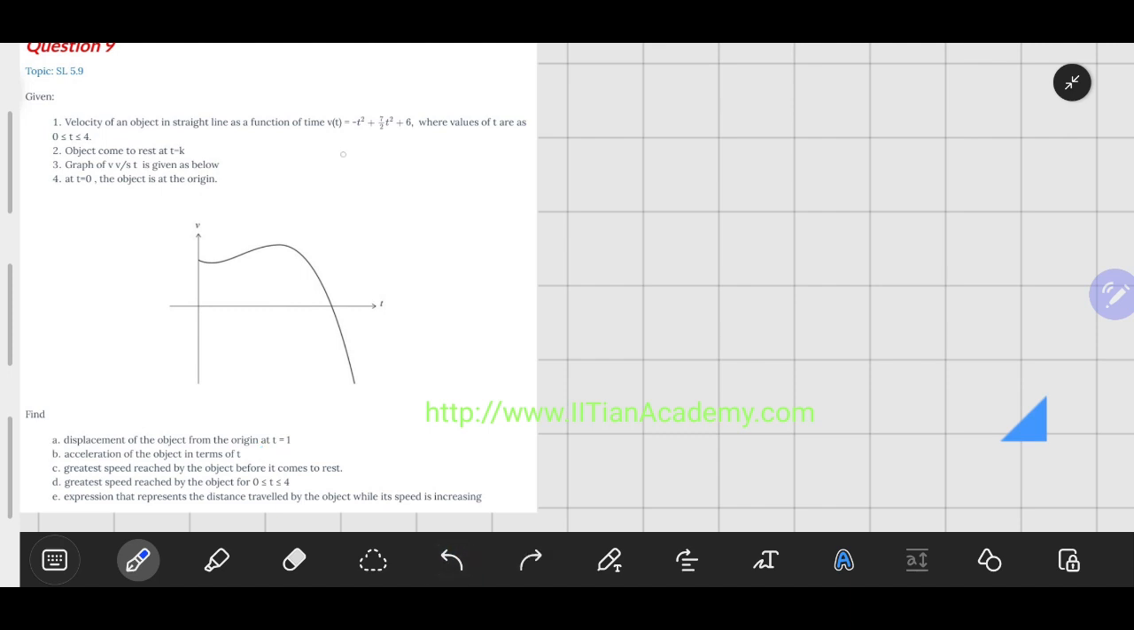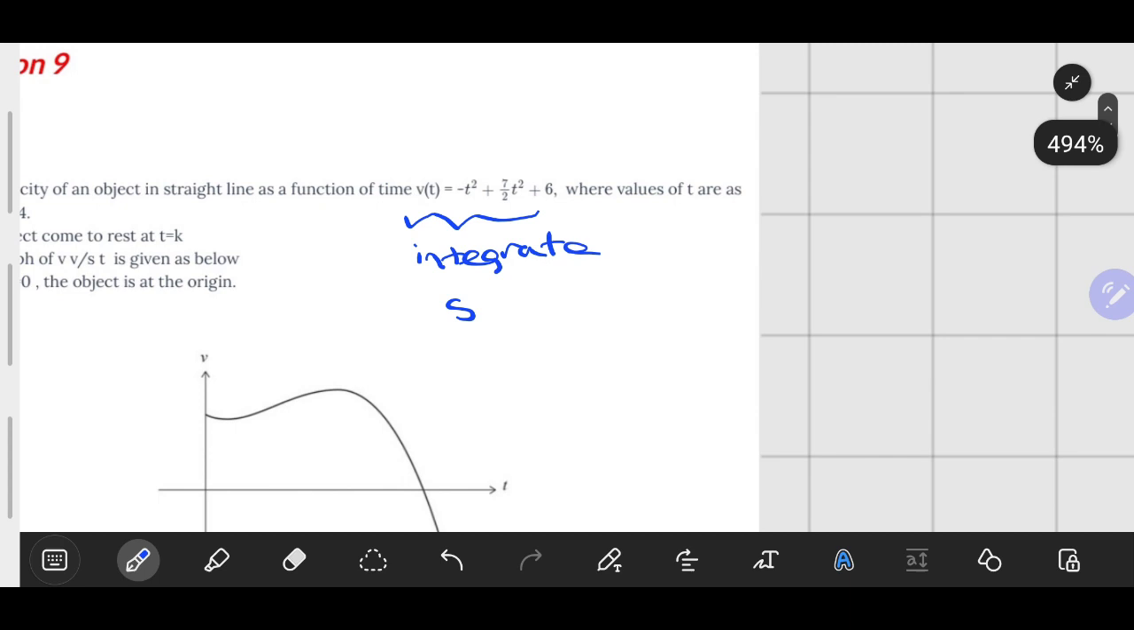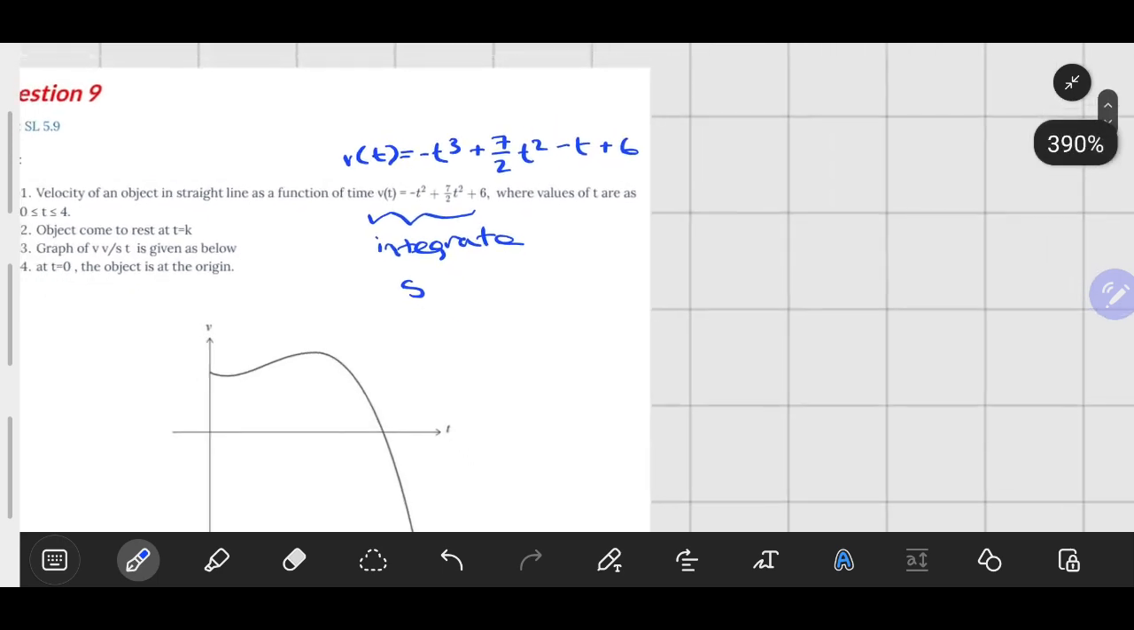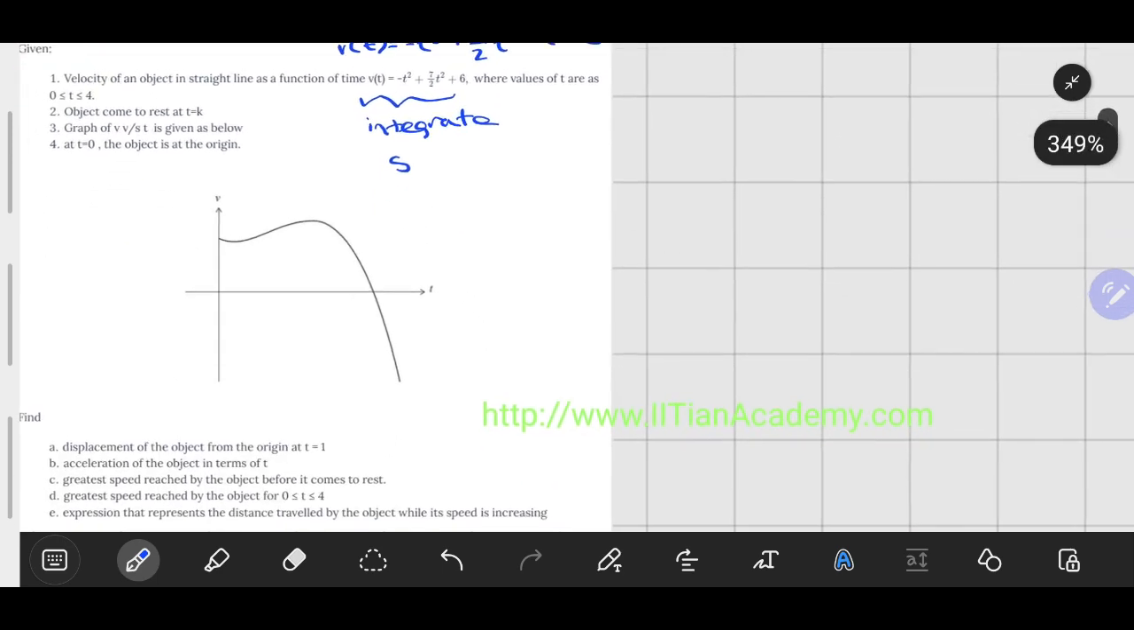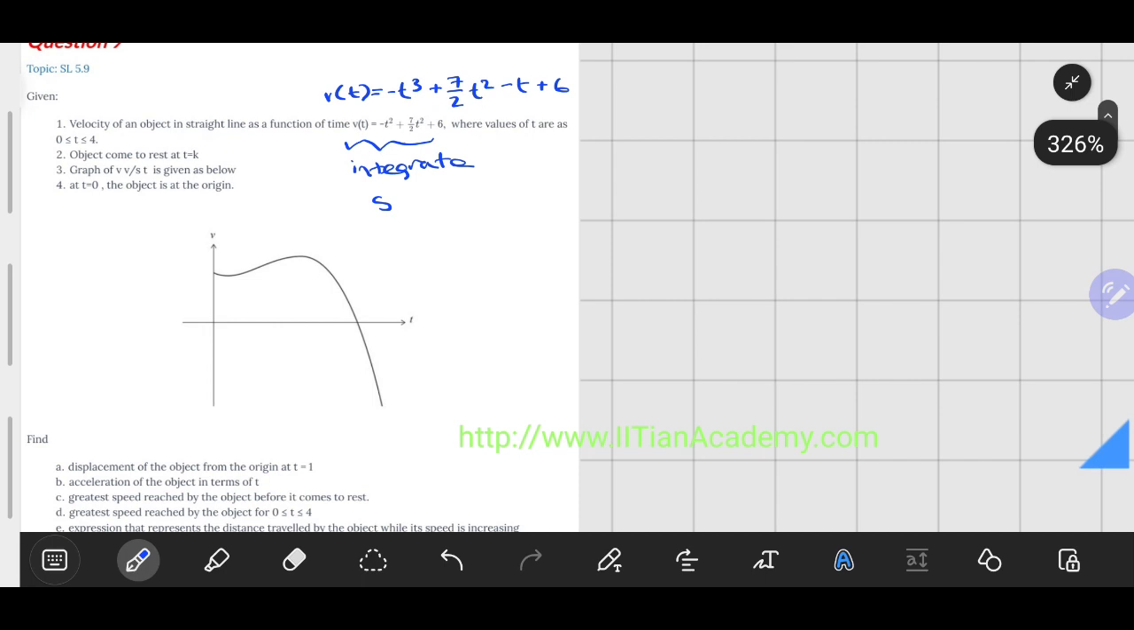To find the displacement, since we're given a velocity equation, we must integrate to find the position equation, which we'll refer to as S. There is an error with the equation. After review, it should be negative t cubed plus 7 over 2 t squared minus t plus 6. Okay, now that we have that sorted, we will be integrating this equation.